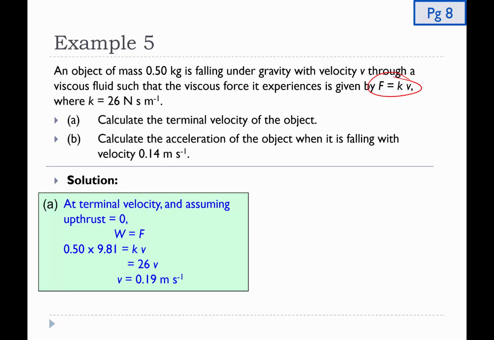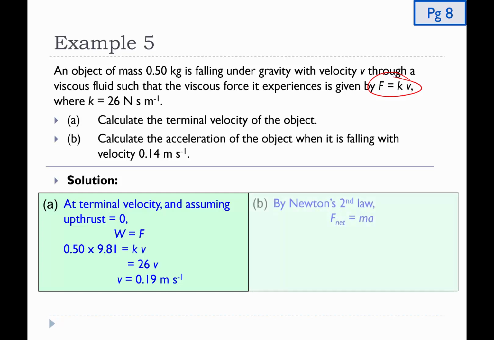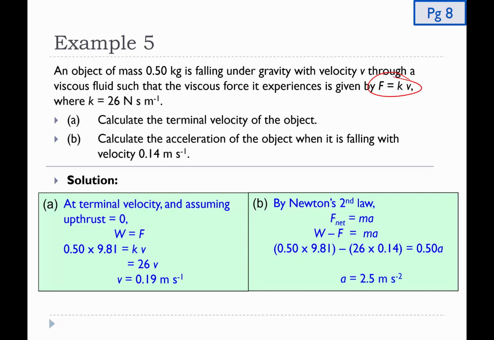For part B, we need to calculate the acceleration. By Newton's second law, we know that the net force is equal to ma. Since the velocity of 0.14 is less than the terminal velocity, I expect the weight to be greater than the air resistance. So I'll take downward as positive. Therefore, W minus F, air resistance, equals ma. Now substituting in the values, weight mg minus kv, air resistance, will be equal to 0.5a. Once again, algebraically manipulate, and you will get a equal to 2.5 meter per second squared.